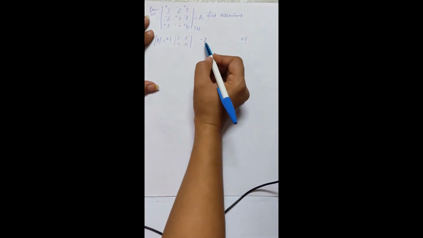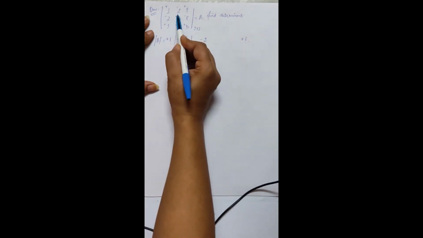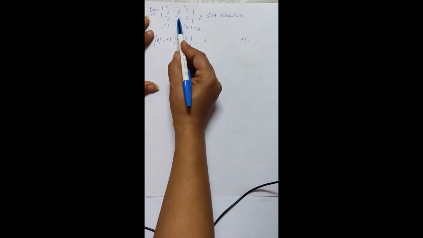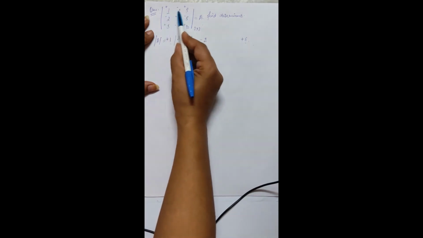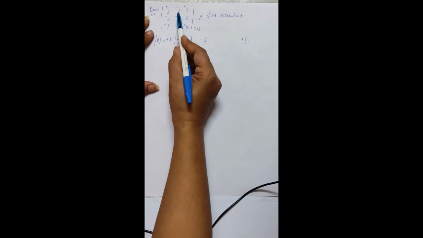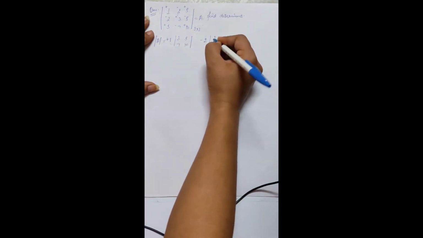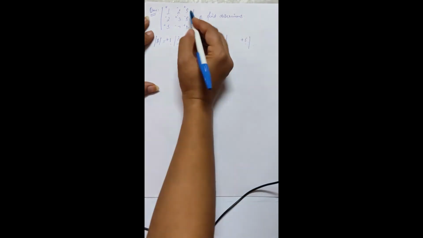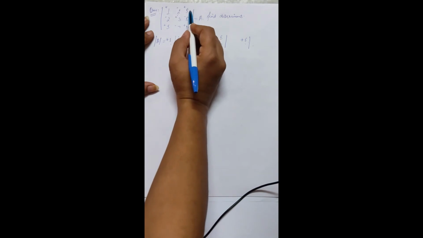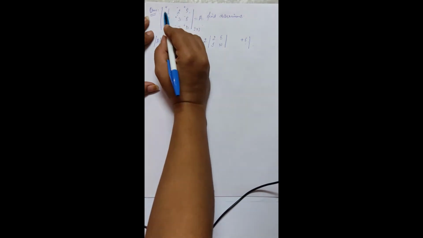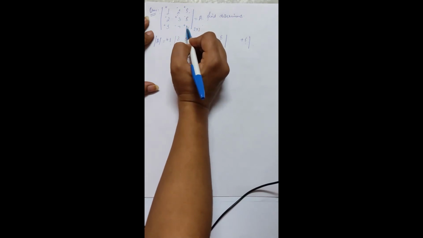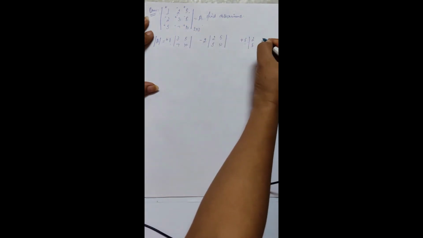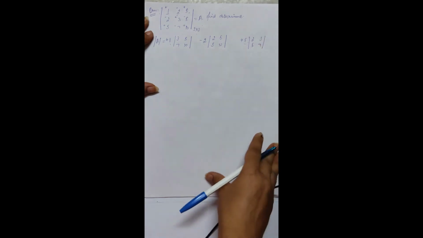In the same way, when I take the second element, I will delete the corresponding row and column in which 2 is there. So it is A1,2. I will not take the values of the first row and second column. What is left? 2, 5, 5 and 10. In the same way, if I take 5, the third element of the first row, I will not take the elements of the first row and third column. What is left? 2, 5, 3 and 7. So this is left.